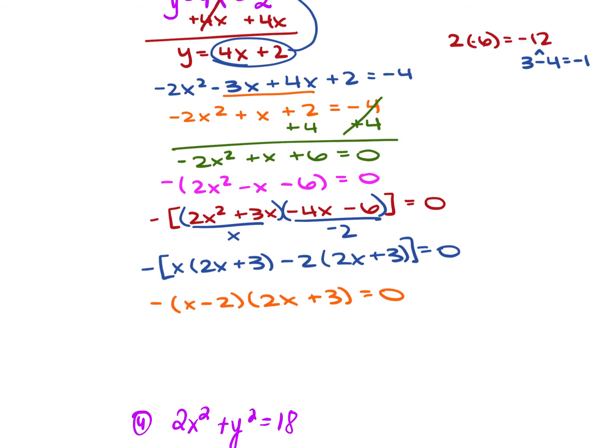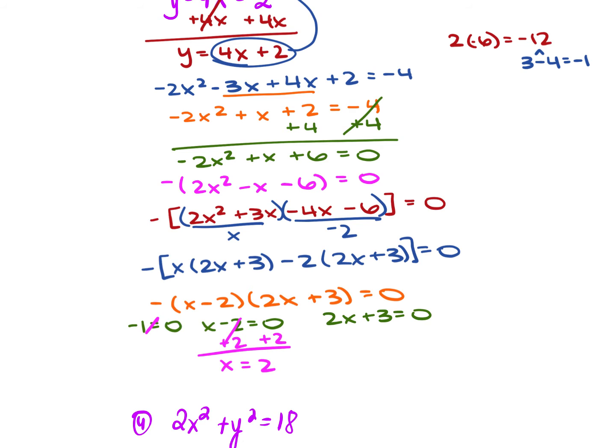We're going to set all of these equal to 0 and solve. We have that negative 1 is equal to 0, which is a false statement. So cross it out, cancel it out, don't work with it. You have x minus 2 is equal to 0, and 2x plus 3 is equal to 0. For the x minus 2 is equal to 0, add your 2 to both sides. You get that x is positive 2.